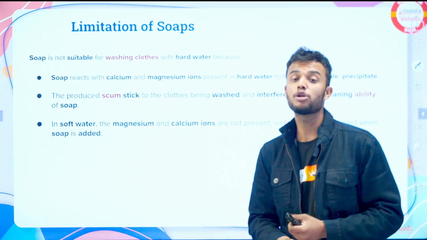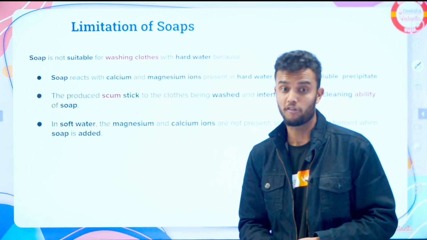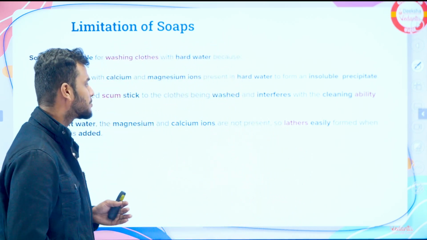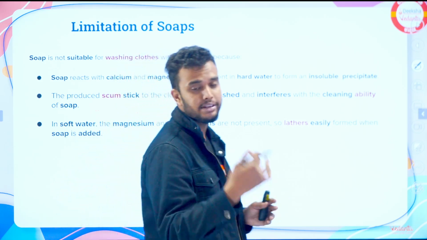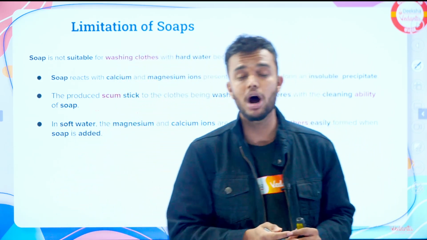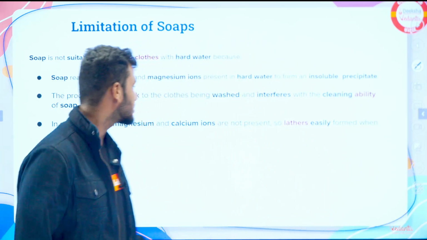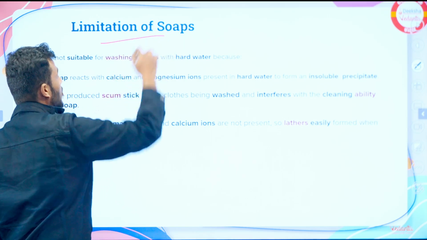Also, we have some limitations for soap. First one, soaps are not suitable for washing clothes in hard water. Why? In hard water, calcium and magnesium are present. Whenever soap is dissolved in hard water, it forms a scum. Okay, students, I hope it's clear. That's why, to overcome this problem, we use detergents.